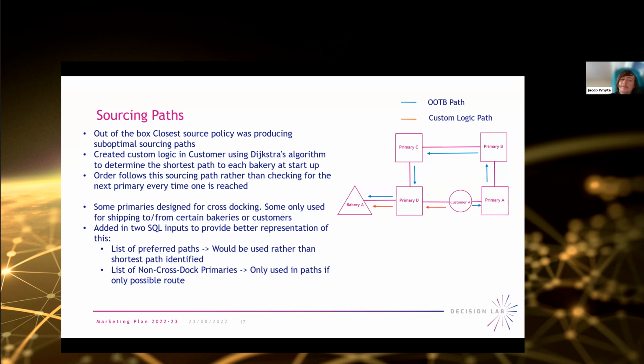So some primaries are designed for cross-docking. They might have one primary in the middle of the UK that would have a capacity of 40,000, for example. Any orders going from the south of the UK to the north or vice versa would go through that primary because that's the one that's designed for it. Whereas there might be some warehouses that are quite small and only exist to ship to a small area.